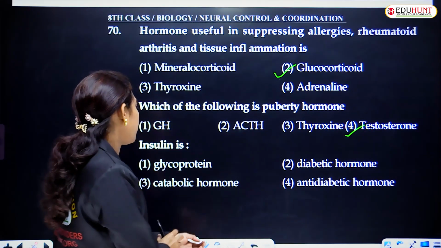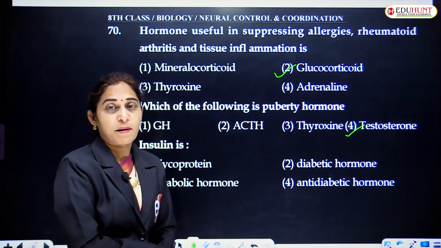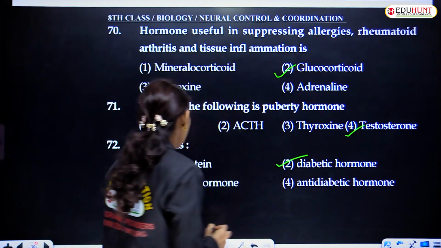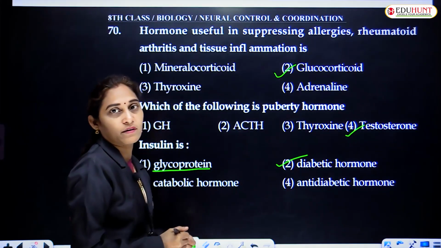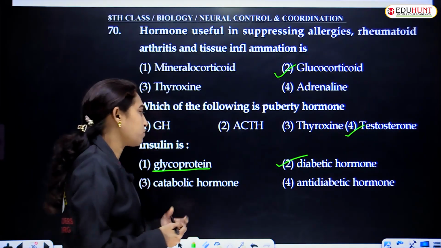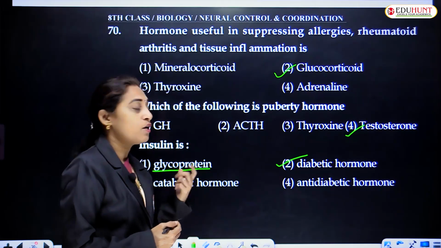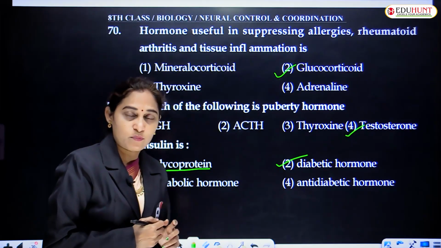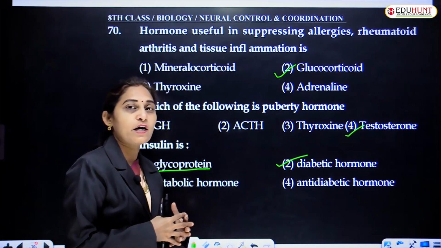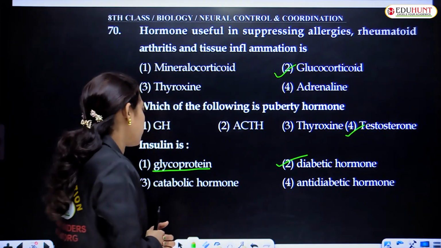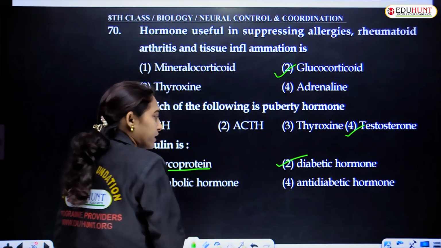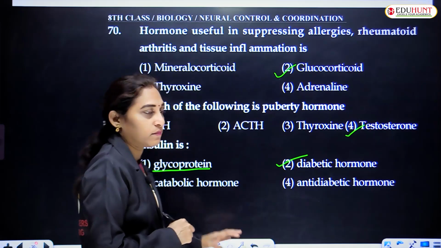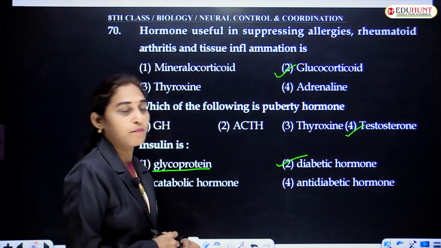Insulin is, we know that it is a peptide hormone, proteinaceous hormone. It is a diabetic hormone. Here it is given as glycoprotein. Students will get confusion between glycoprotein and protein. No, insulin is a proteinaceous hormone, not a glycoprotein. Glycoprotein is a protein which has links with sugars. Catabolic hormone, it's not catabolic hormone, it is anabolic hormone. Antidiabetic hormone, it is not anti-diabetic, it is a diabetic hormone.